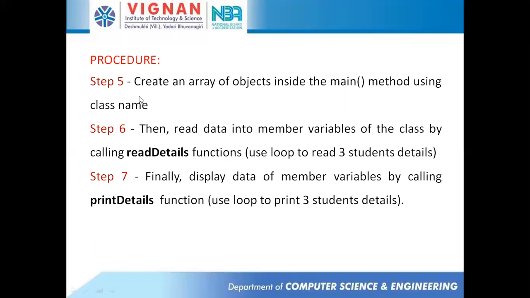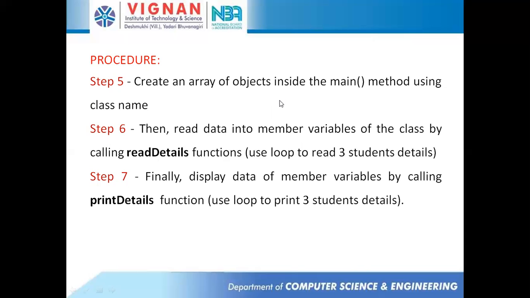So within the main function, create array of objects inside the main method using the class name here. So that means in order to create array of objects here, you have to use the class name. Here class name we can give it as a student. And then how to create the array of objects by using student class name here: student, array name and size of the array here.